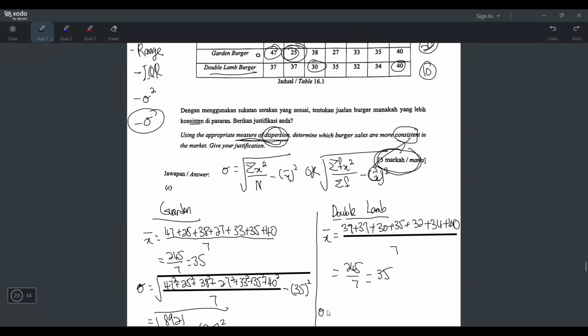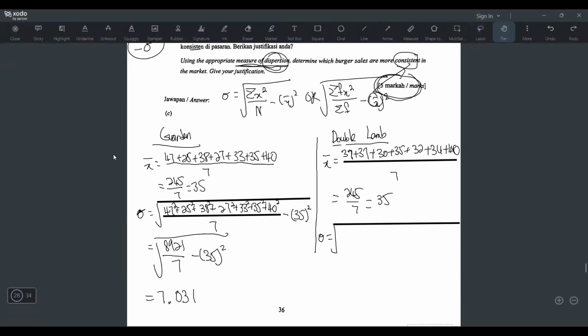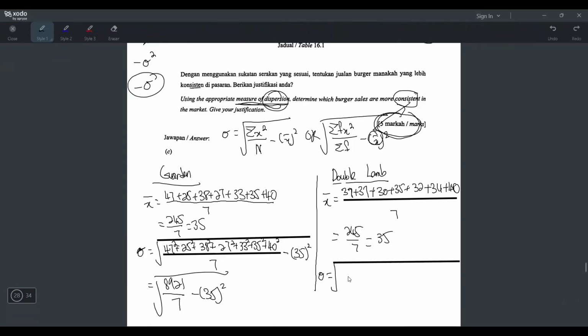But I doubt that they will have the same standard deviation, because one is already more consistent. So definitely they will give you different standard deviations. Hopefully. So let's do the standard deviation. The formula is sum of x square, it means every number squared. So 37 square plus 37 square plus 30 square plus 35 square plus 32 square plus 34 square, and then plus 40 square, over n, which is 7, and then minus mean square. And the mean is also 35.